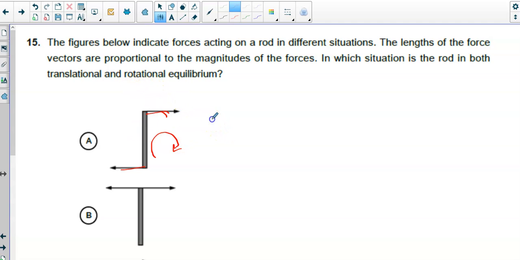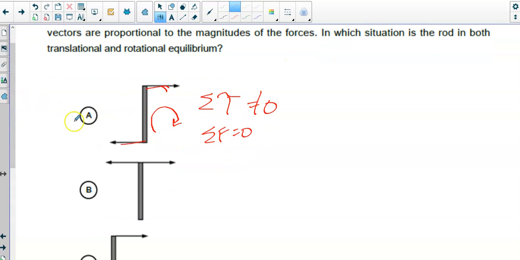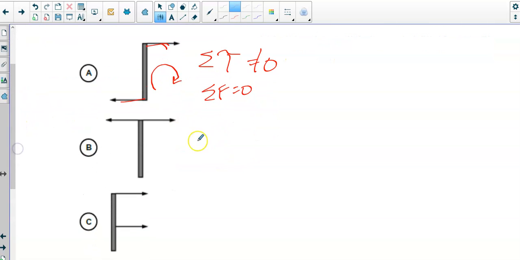And that is not rotational equilibrium. Translational would be fine, but the net torque would not be 0, even though the net force is 0. That's what it means to be in rotational equilibrium. The net torque is 0. Translational, the net force.